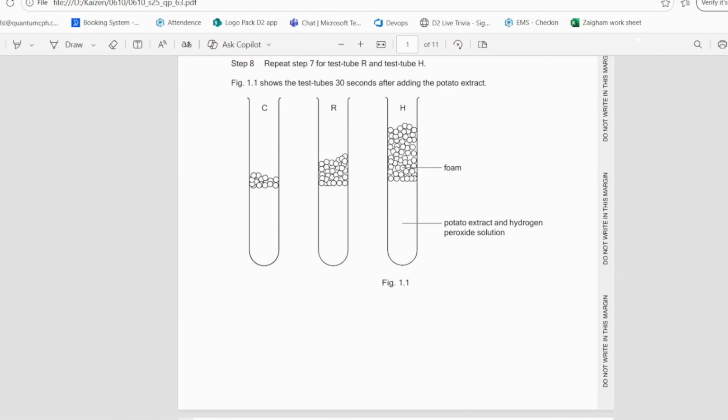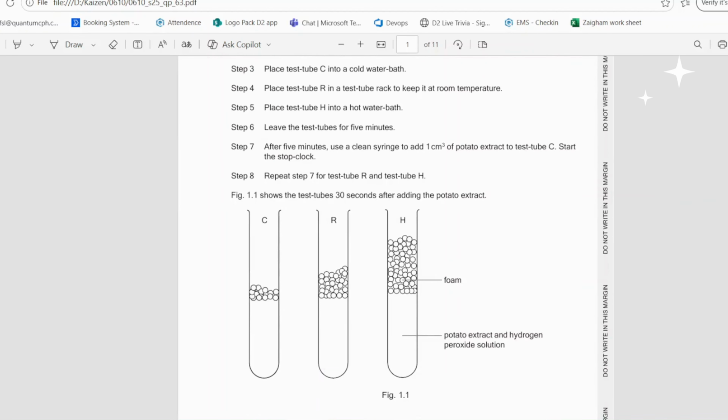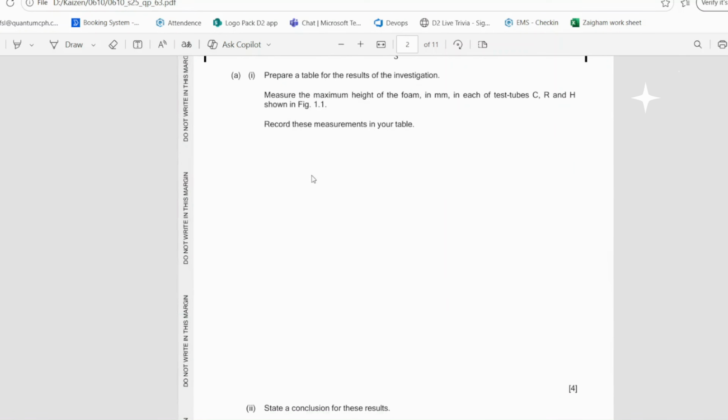On one of the columns we would write test tubes. Under test tubes we have three rows, 1, 2 and 3, and the other column would be height of the foam. Then we write the height of foam. And what would be the unit for height of foam? Millimeter.